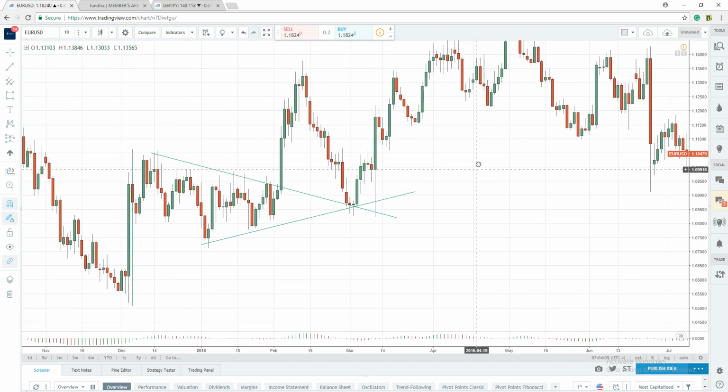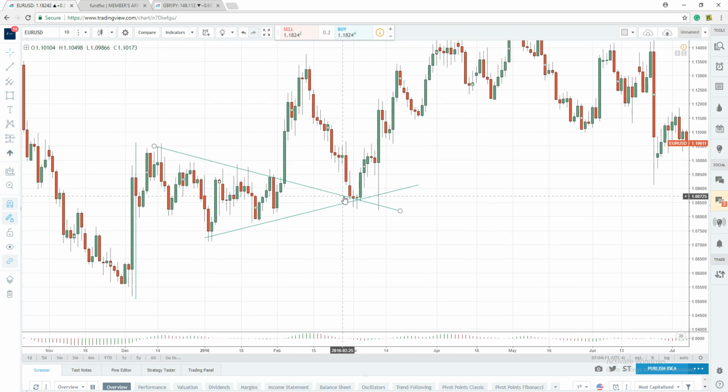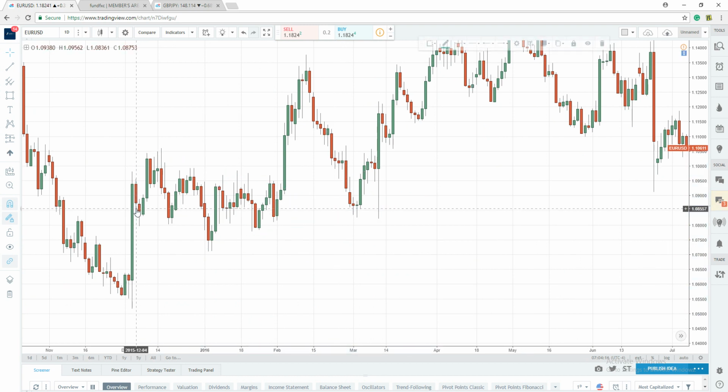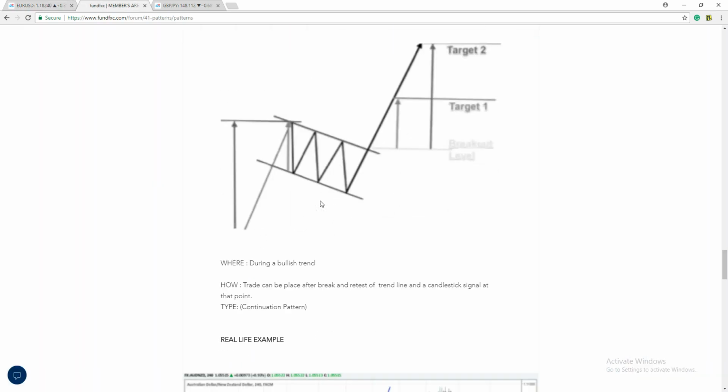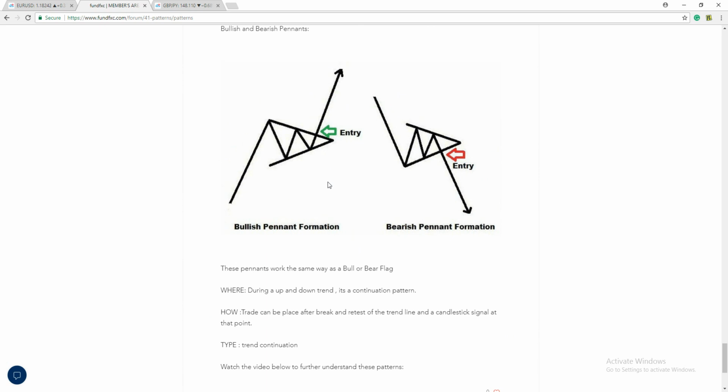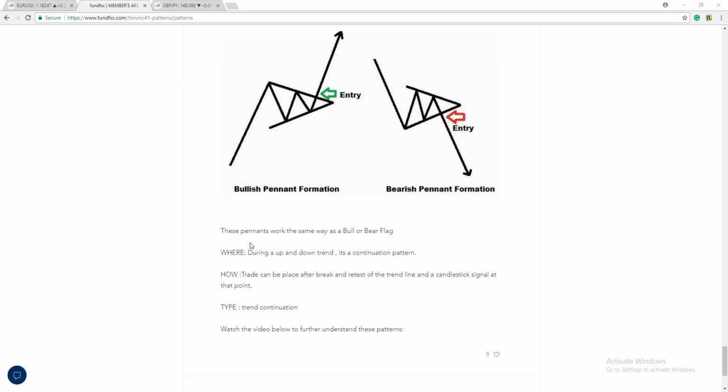But for now, just remember your head and shoulders, your inverse head and shoulders, your double tops, your double bottoms, your bull flags, your bear flags, your bearish pennants, your bullish pennants. This is very much textbook work, but it's just an application of it. It probably just needs a bit of fine tuning, which is not too difficult if you think about it. So, in this chapter, all you need to memorize is the structure of the actual formations, where we trade them, how we trade them, and what type they are, trend continuation or trend reversal.